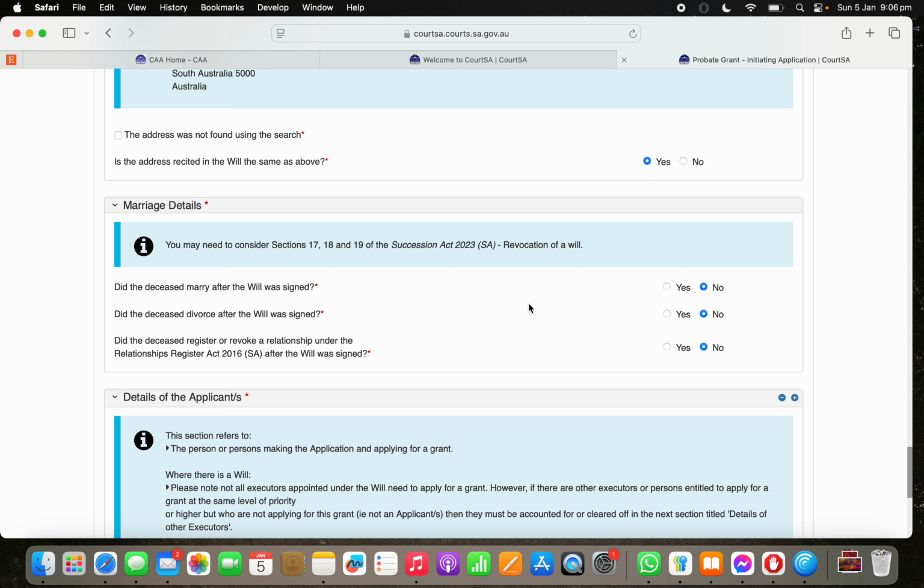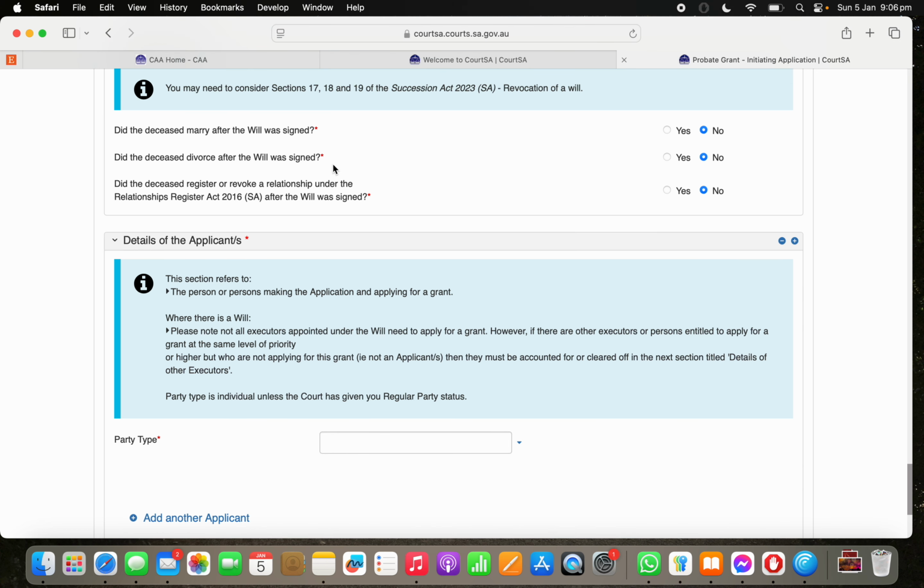Marriage details. Did the deceased marry after the will was signed? This is an important question because if the deceased did marry after a will was signed, that will has been revoked. Under the Succession Act 2023 from South Australia, that's the effect of marriage on a will.